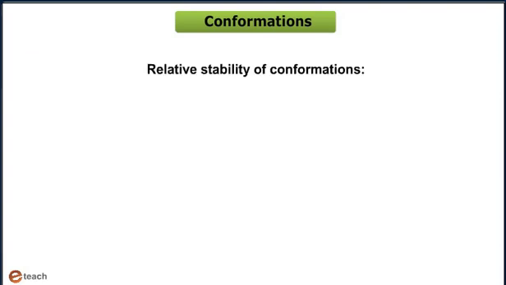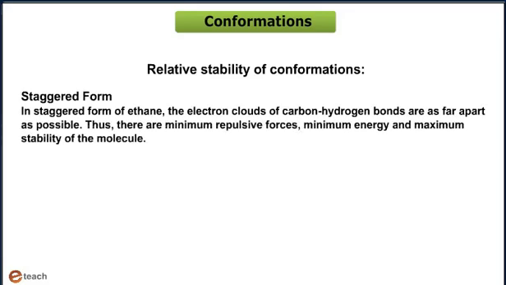Relative stability of conformations. Staggered form. In staggered form of ethane, the electron clouds of carbon-hydrogen bonds are as far apart as possible. Thus, there are minimum repulsive forces, minimum energy, and maximum stability of the molecule.